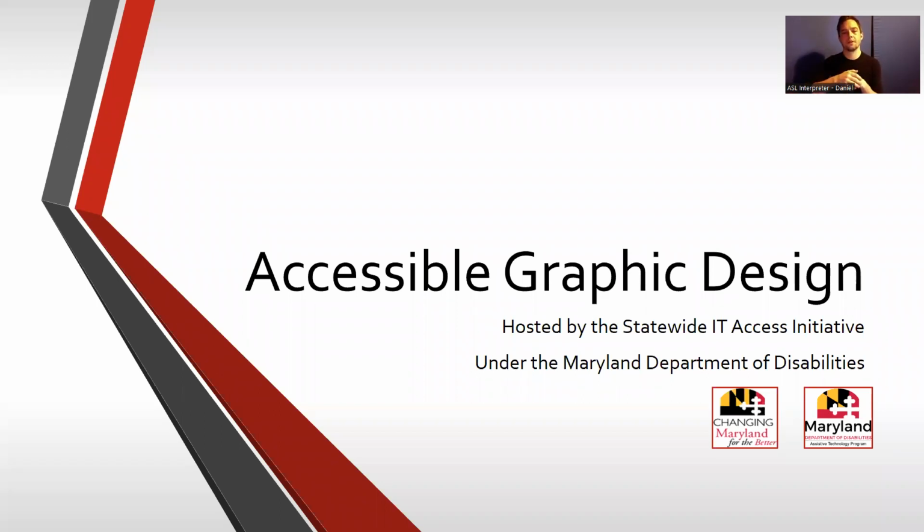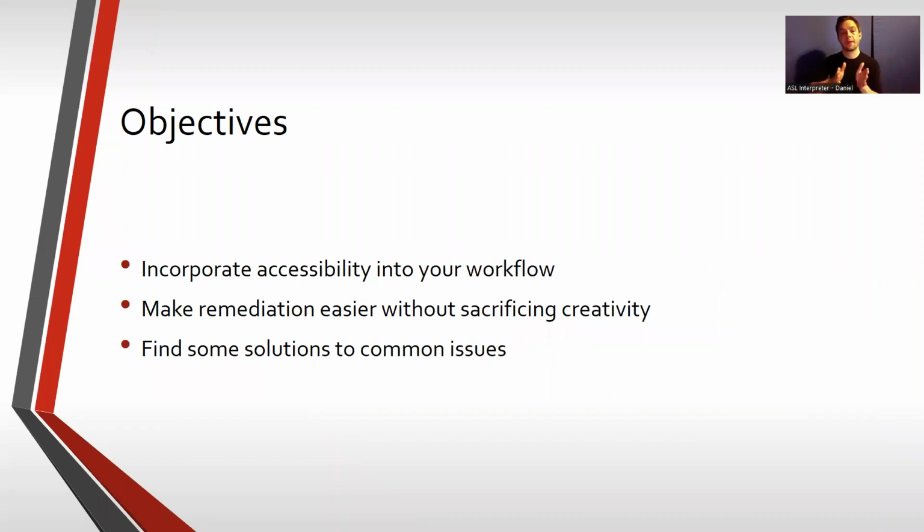With that, let us go ahead and talk about our objectives today. First off, the main thing we want to try and accomplish is incorporating accessibility into your workflow. So as you're developing your document and laying it out, you're thinking about how do I make sure this information that I'm trying to get out to everyone is reachable through multiple means, making sure that you're thinking about the needs of someone who is blind or who is deaf or who is colorblind as you're developing the document.